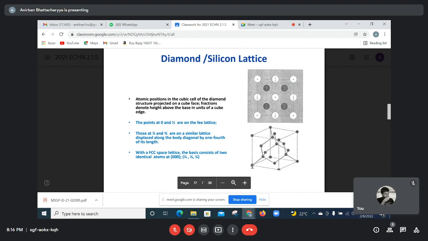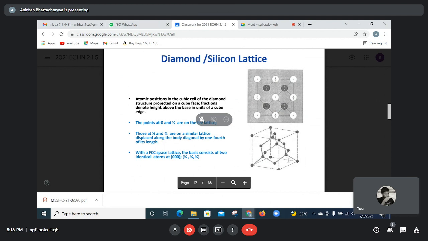So if you take a diagonal from one corner to another corner, draw a straight line, and you come to the 1/4 point, then you'll see one more atom there. I want you to look at this structure carefully. So can you see the structure now?